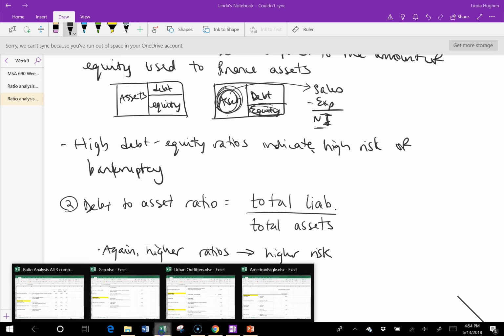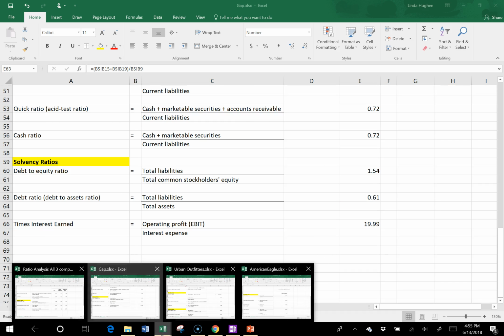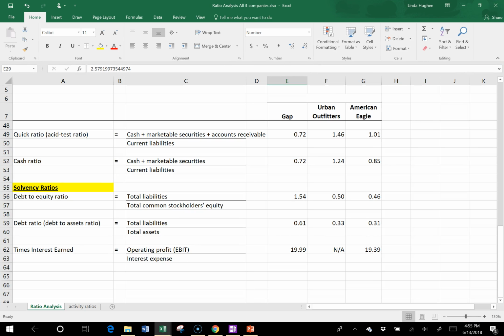All right, so let's look at GAP's debt to asset ratio. We see that liabilities are 61% of assets, and we can see that the difference, 1 minus 0.61 or 0.39, is the financing of the assets with stockholders' equity. Let's compare this to our other companies. We can see that the debt to asset ratio for Urban Outfitters and American Eagle is about half of that of GAP, which is no surprise given the financial leverage we calculated and the debt to equity ratio that we used.